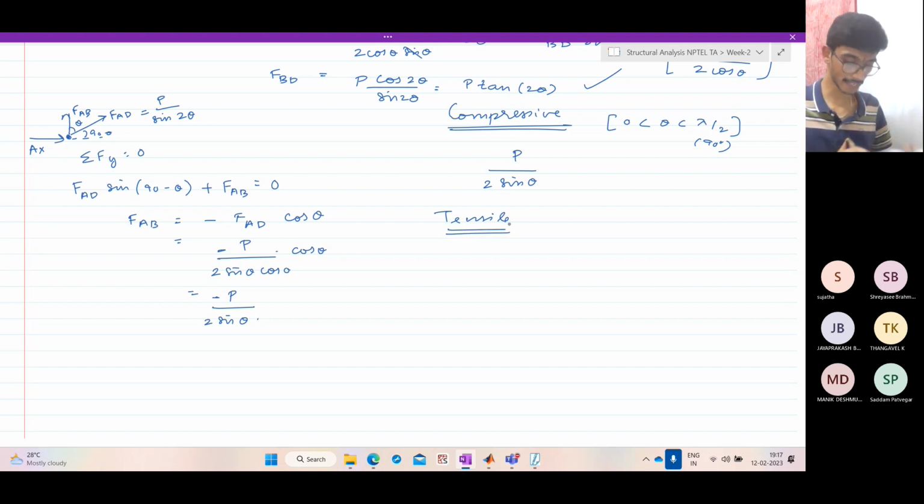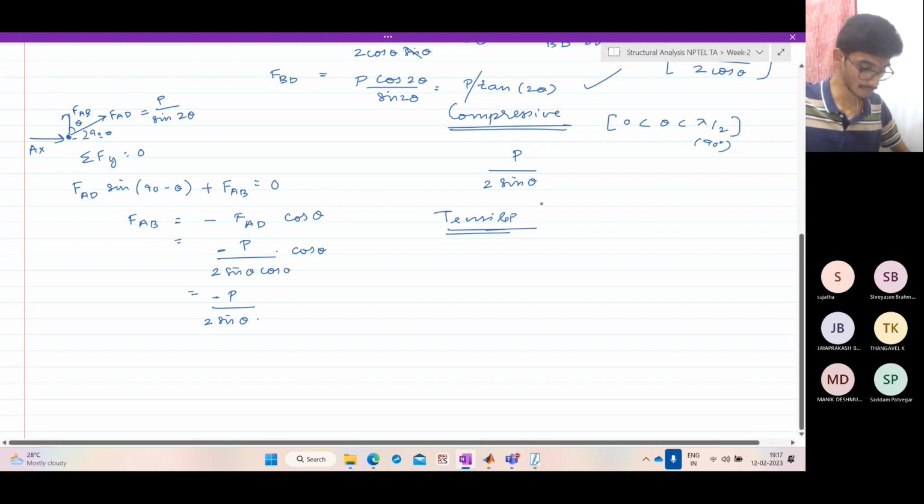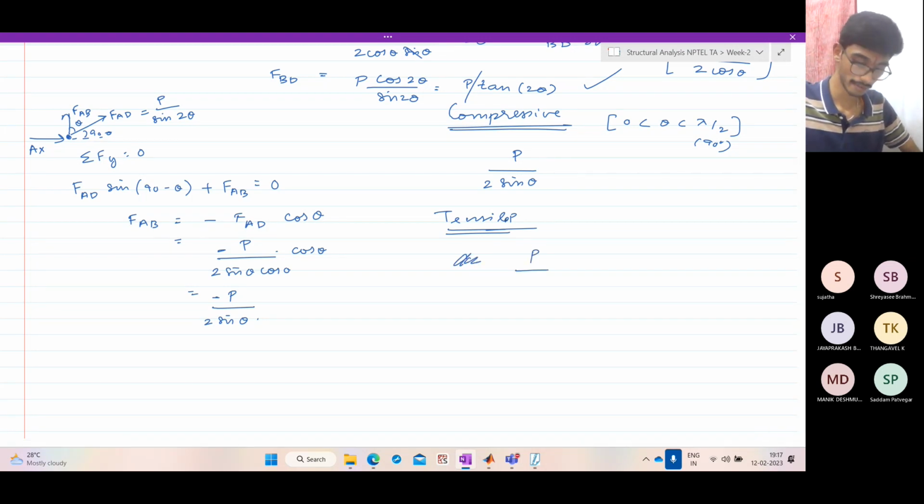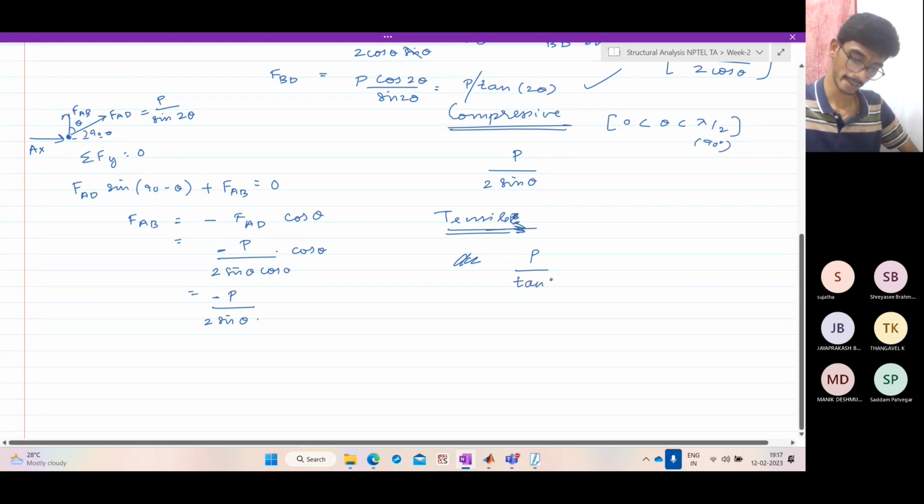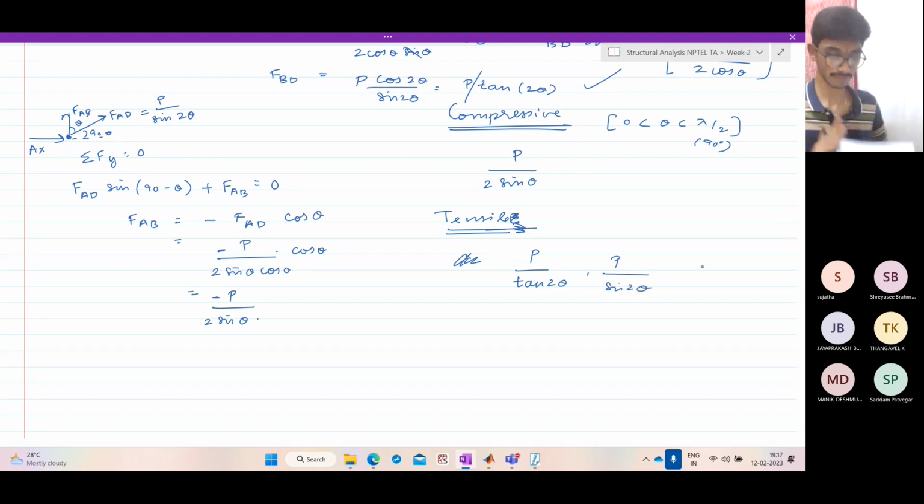And tensile, what is maximum? In one case it is P by tan 2 theta, and in the other case it is P by sin 2 theta. Maximum of these two.